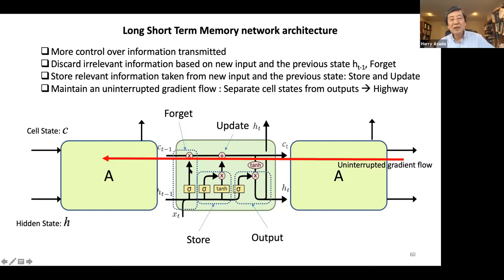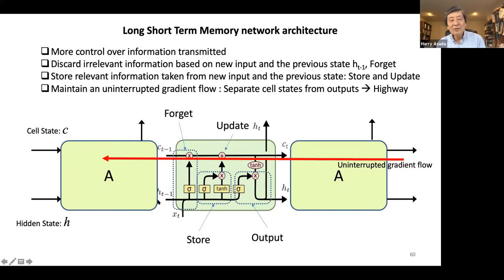And the decision is made based on the newly coming input signals and the carried-over signals, to decide whether the signals coming from this are to be discarded or passed on. And this X mark is basically determining whether to go through or to discard or forget.